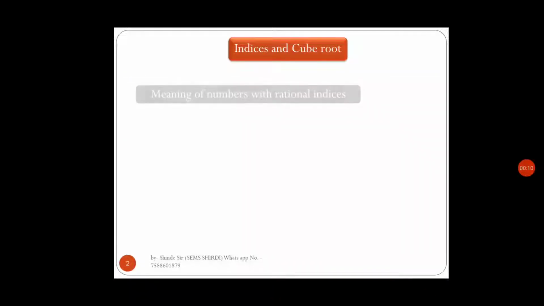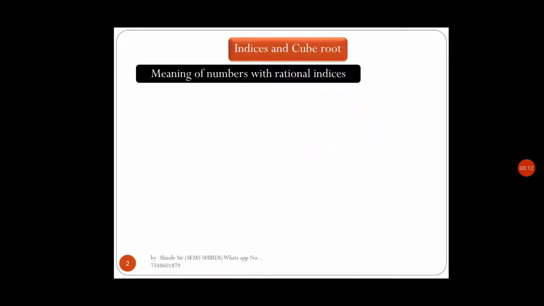Okay. In the previous session, we saw the meaning of numbers with rational indices. For example, a raised to 1 by n means the nth root of a. Or for another example, 7 raised to 1 by 4 means the 4th root of 7.